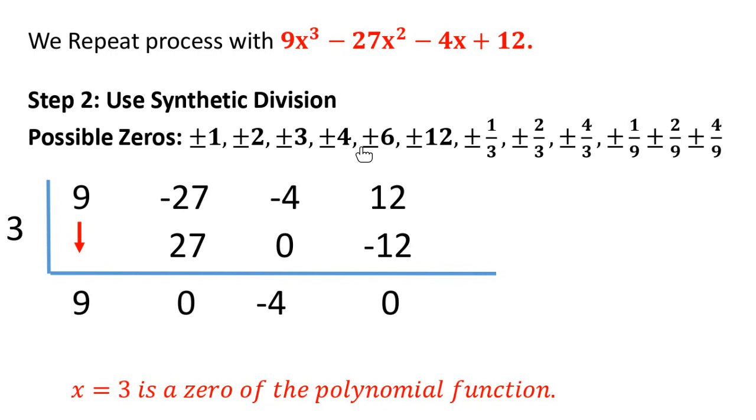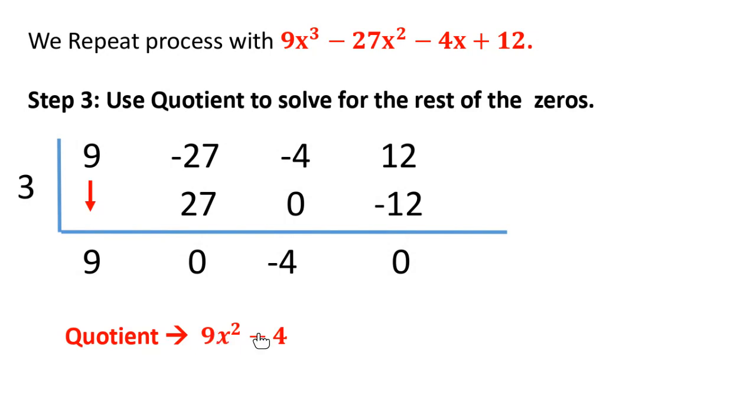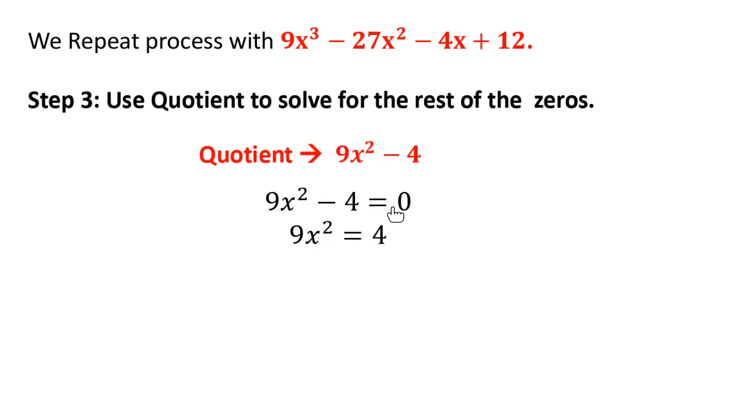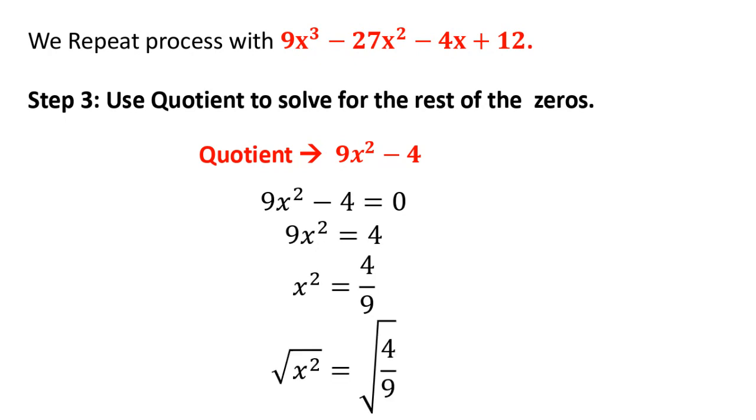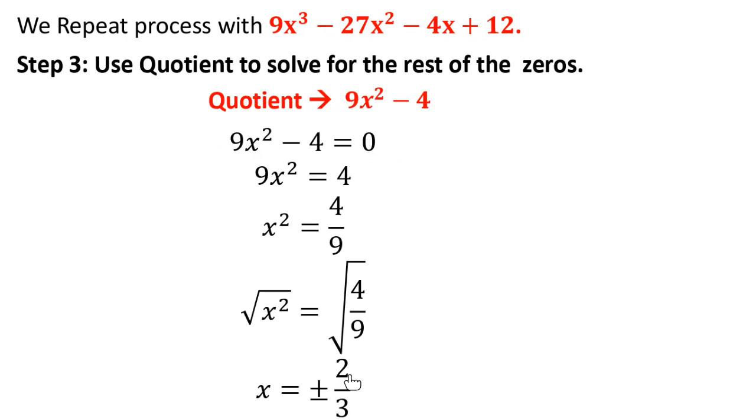Okay, so since we have x cubed, this 9 is going to begin with an x squared. So 9x squared minus 4. So now notice it's quadratic, so we can set it equal to 0. And I'm going to use the square root property, so I'm going to add 4 on both sides. And then I'm going to divide by 9. So I get x squared equals 4/9. Take the square root on both sides. Okay. The square root of 4 is 2. The square root of 9 is 3. So I get x equals plus or minus 2/3.